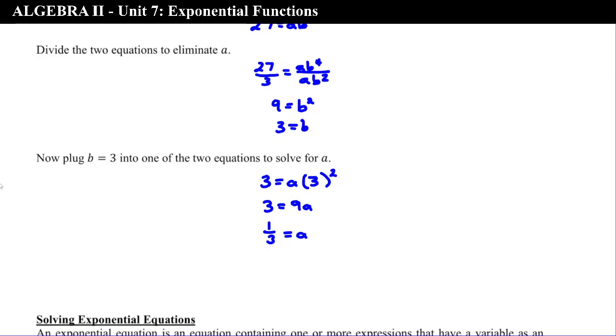So what you end up with is the equation, f of x, so we'll write the equation here. f of x equals a, which is our 1/3, times 3, which is our b value, to the x. And so that would be your final answer for what the equation is. So we can take 2 points and write the equation for your function based on that information. All right.